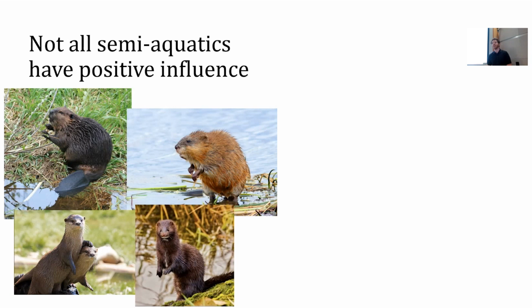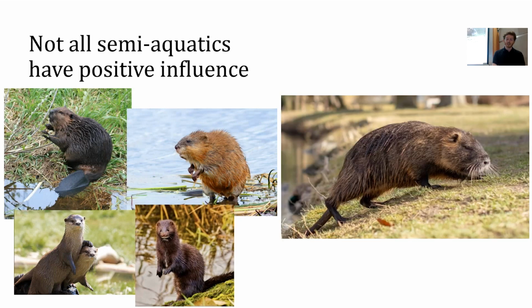So far, all of the effects of semi-aquatic mammals that I've talked about have been fairly positive. That's not necessarily the case. If you're not familiar with this animal, this is the nutria, which is an invasive semi-aquatic mammal here in North America. They are larger than a muskrat, but smaller than a beaver. They have these distinct white whiskers, and I think if you catch them at the right angle, they look like a small capybara.